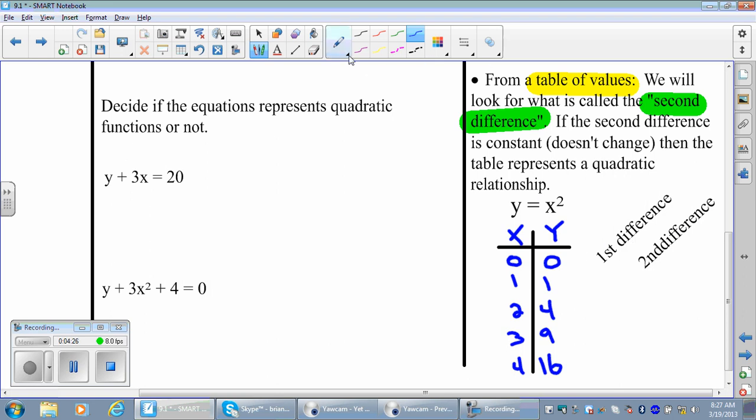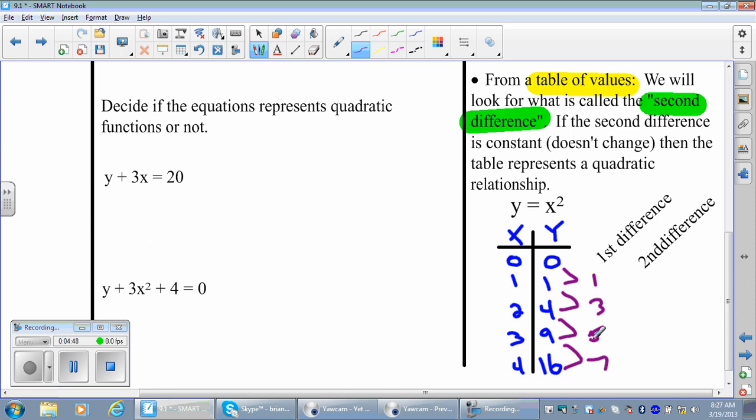Well, what do you mean, Mr. Baumer, by saying the first difference? Well, what's the difference between these numbers right here? What's 1 minus 0? Well, 1 minus 0 is 1. Well, what's 4 minus 1? That's 3. 9 minus 4, that's 5. 16 minus 9, that's 7.